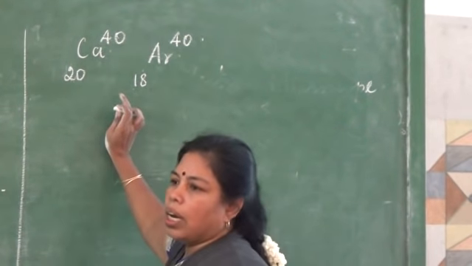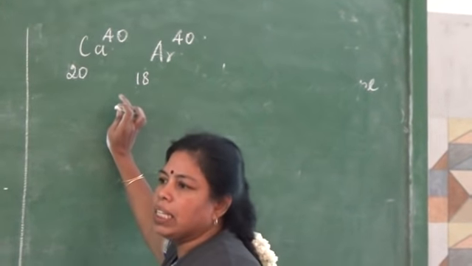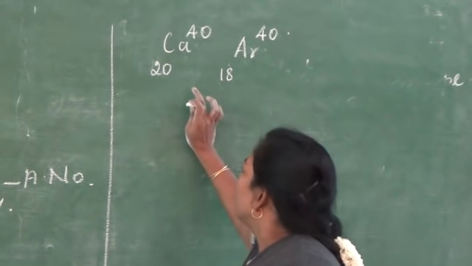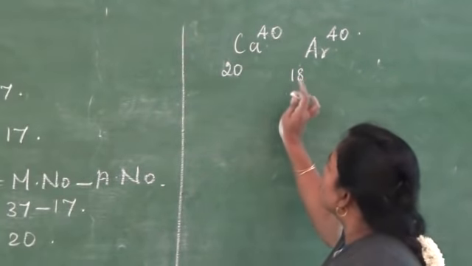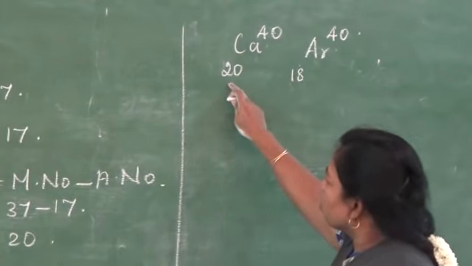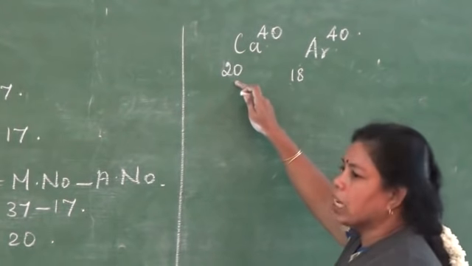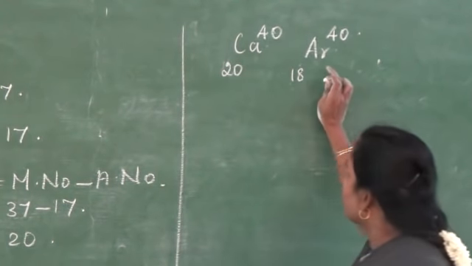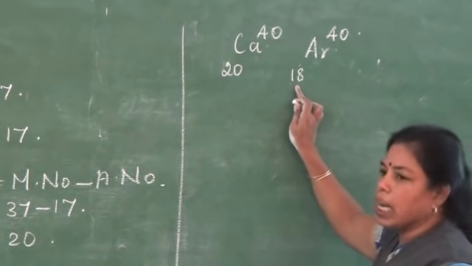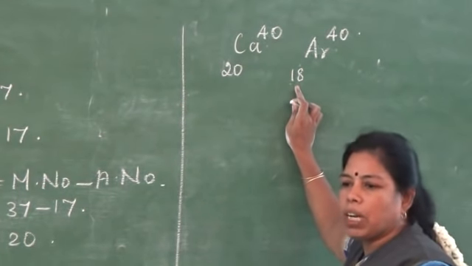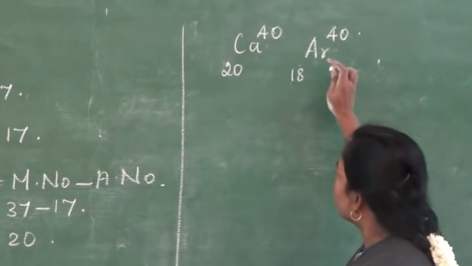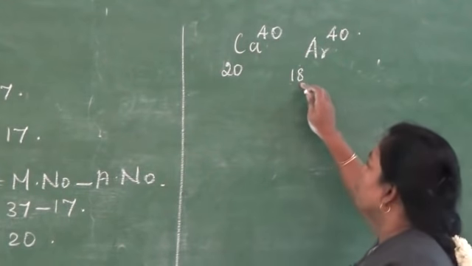Already I told you, atoms of different elements will not get the same number of electrons. Here the number of protons possessed by calcium is 20. That means the atomic number is 20, and the atomic number of argon is 18. So they differ in atomic number because atoms of different elements get different atomic numbers.